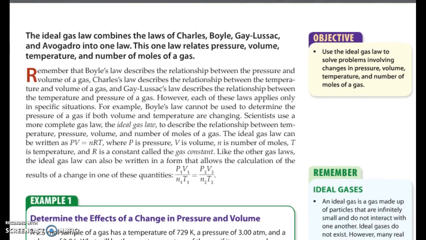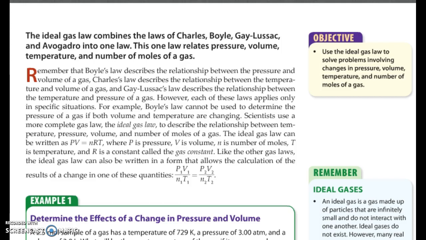Remember that Boyle's law describes the relationship between pressure and volume of a gas. Charles' law describes the relationship between the temperature and volume of a gas, and Gay-Lussac's describes the relationship between the temperature and pressure of a gas. However, each of these laws applies only in specific situations. For example, Boyle's law cannot be used to determine the pressure of a gas if both the volume and temperature are changing. Scientists use a more complete gas law, the ideal gas law, to describe the relationship between temperature, pressure, volume, and the number of moles of a gas.